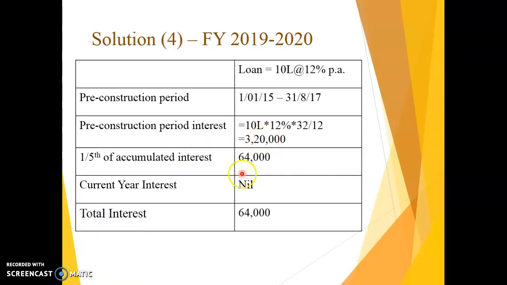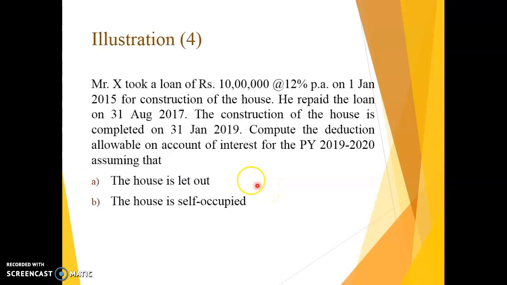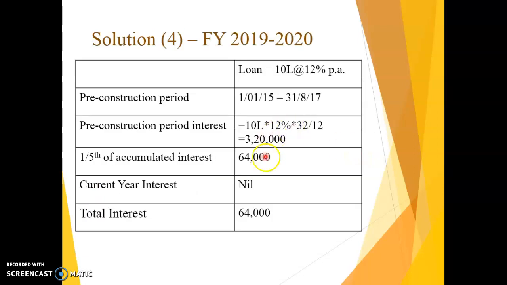After that, you divide this by 5. So it is 64,000. Now the current year interest. When the payment of the loan is done, it is done on 31st August 2017, and it is not in my previous year. It is not outstanding in the previous year, so there is no current year interest and the total interest is 64,000. Okay, so first we have calculated the interest.